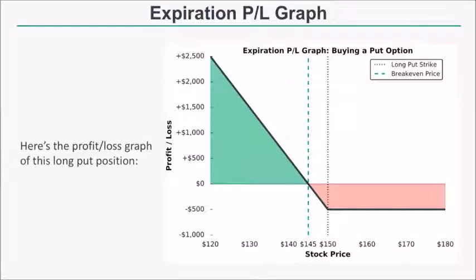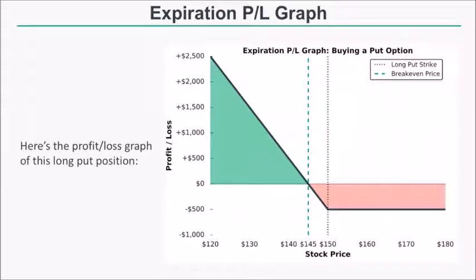As we can see here, if the stock price is at $145 at expiration, we're going to break even, and that's because at expiration an option only carries intrinsic value. Now at $145, a put with a strike price of $150 will have $5 of intrinsic value. And since we paid $5 for that option, we have no profits and no losses on that position.